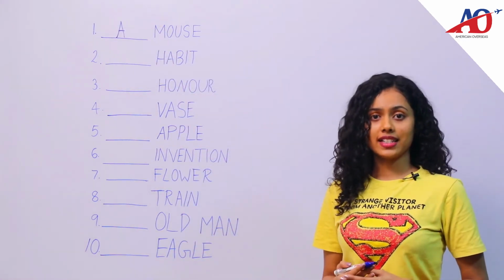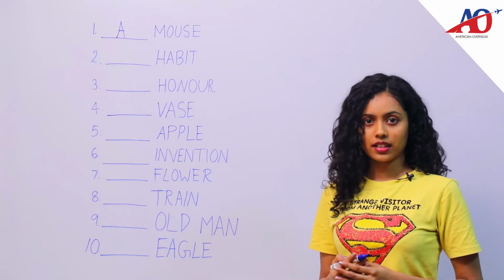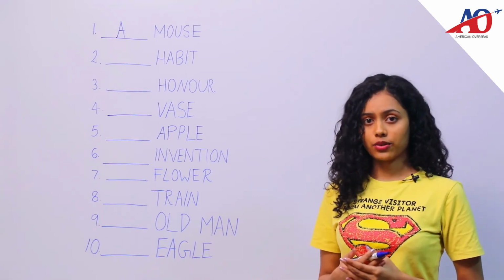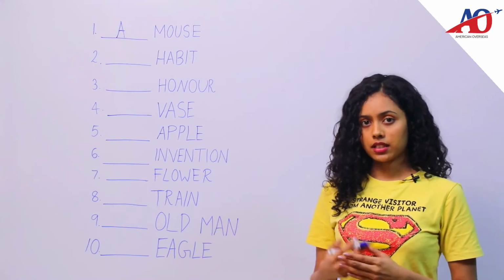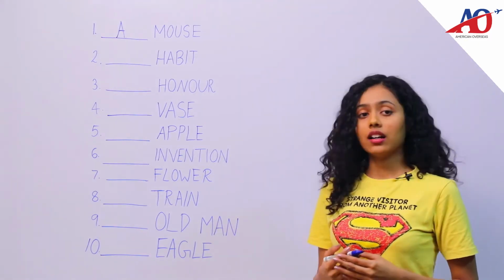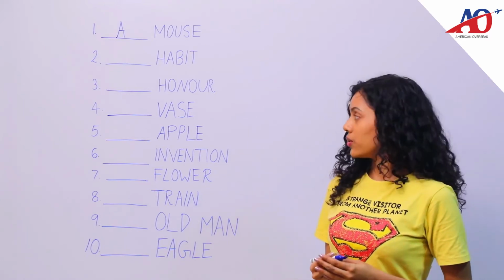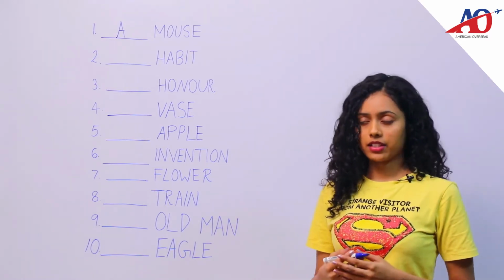The next one is habit. Now does habit start with a vowel sound or a consonant sound? Habit. It's definitely a consonant sound because we say habit. So the answer would be a habit.